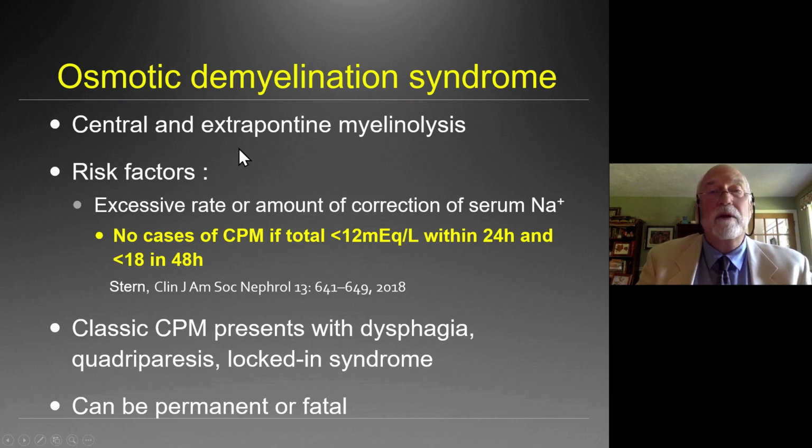So this is the big fear of correcting too quickly, central and extrapontine myelinolysis. An excessive rate of correction is certainly a risk factor. A nice review of this published in CJASN a couple of years ago now showed that in the handful of cases that he analyzed, if the rate of correction was less than 12 within 24 hours and less than 18 in 48 hours, there were no cases of CPM. However, this is a small study and one still needs to be very careful. The classic condition presents with dysphagia, quadriparesis, and locked-in syndrome, and it can be permanent or fatal.